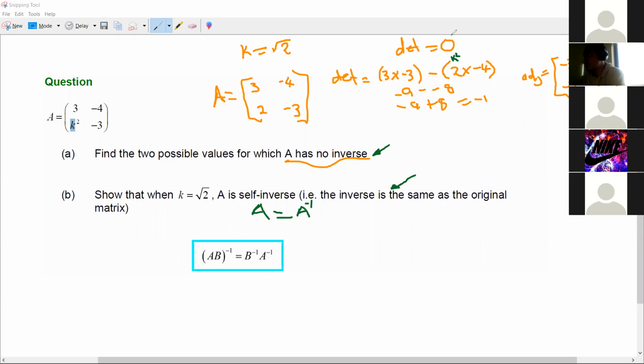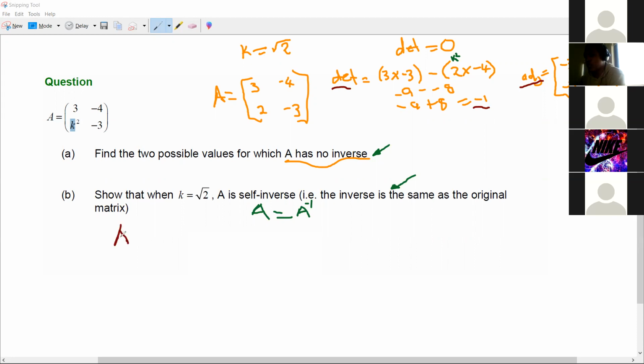Let me just delete this part over here so that it doesn't get in our way. Okay, so we have our determinant, we have our adjoint. Let me just underline them. These are the two main parts that we will be using. And now we can do the inverse of the matrix.